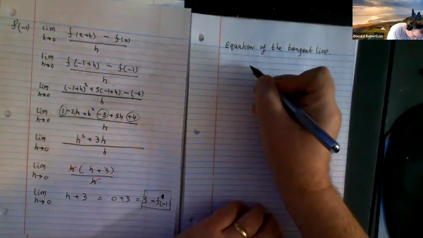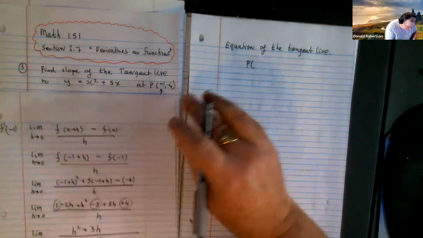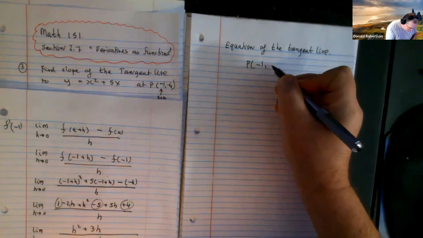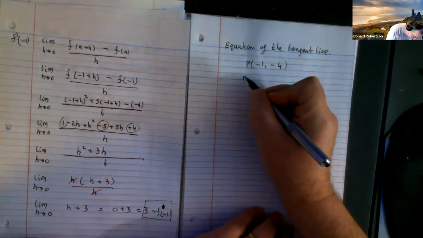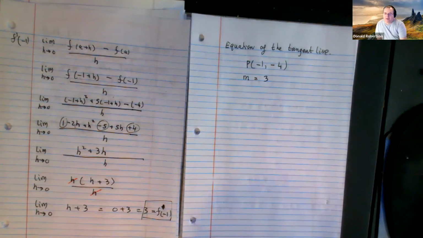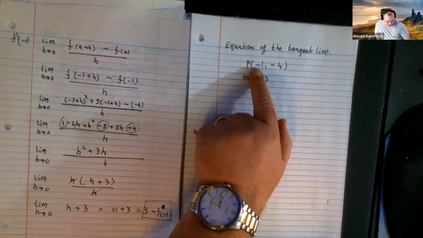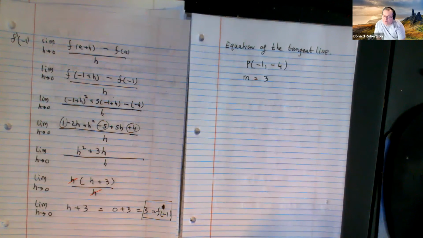Okay, now I know the point on the curve. It was (-1, -4). I know the slope of the tangent line. It's 3. Okay. Can anybody remember the formula that you use to get the equation of a line that passes through this point with a slope of that? Can you remember what the formula looks like? Because that's what we're going to use.